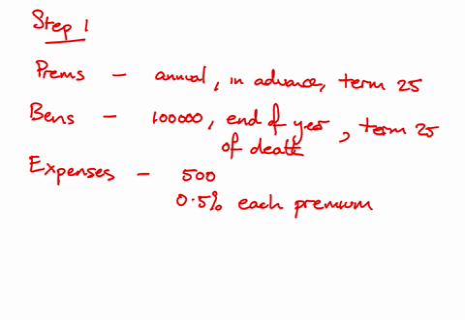What we do next then is we recall our equation of value. Remember, we're looking to equate the present value of any income with the present value of any outgo. Now in this situation, the income is just the premiums. So the present value of the premiums has to equal the present value of the outgo. And the outgo now is benefits and expenses.